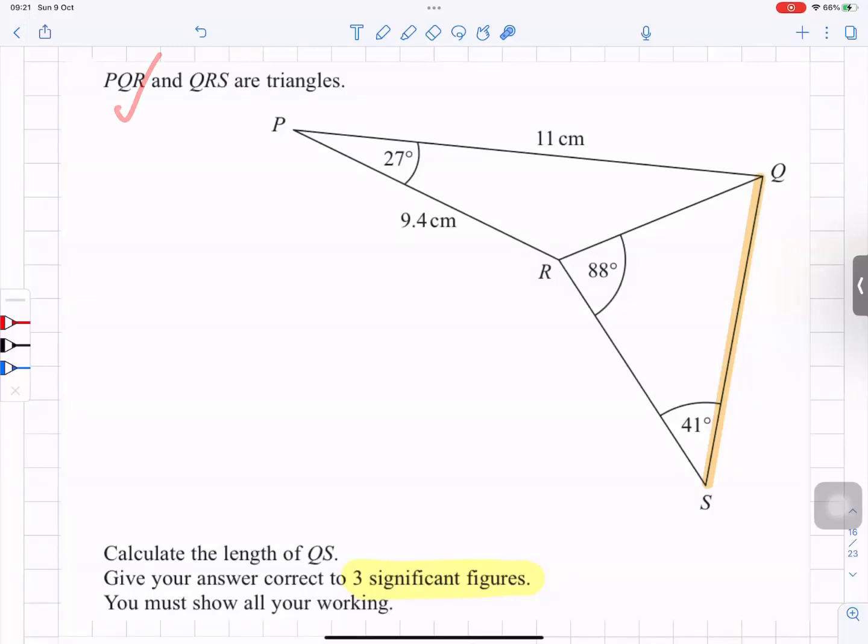PQR and QRS are triangles. Calculate the length of QS. That's QS there. Give your answer correct to 3 significant figures.